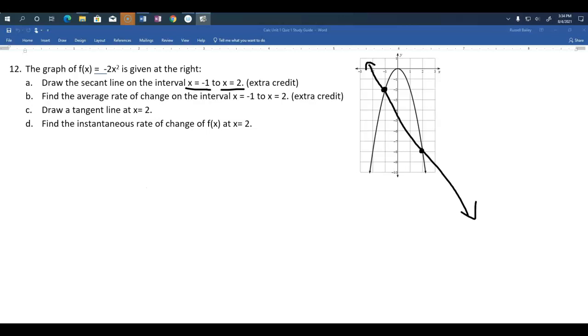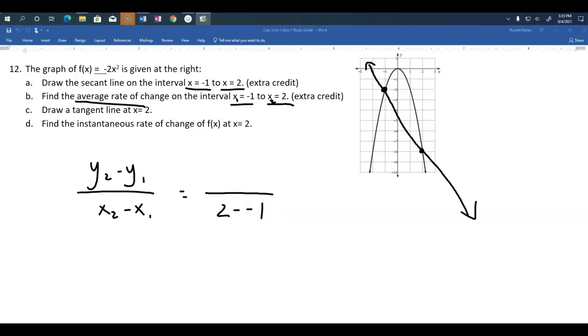Average rate of change. Well, to get your average rate of change, hopefully you guys know that means you need to do the slope formula. Now, we have the x values. They give them to us. The x values are -1 and 2. So I'll call this one the 1, and I'll call this one the 2. And so that's going to be x2 minus x1. Problem is I don't know what my y values are for those, right?